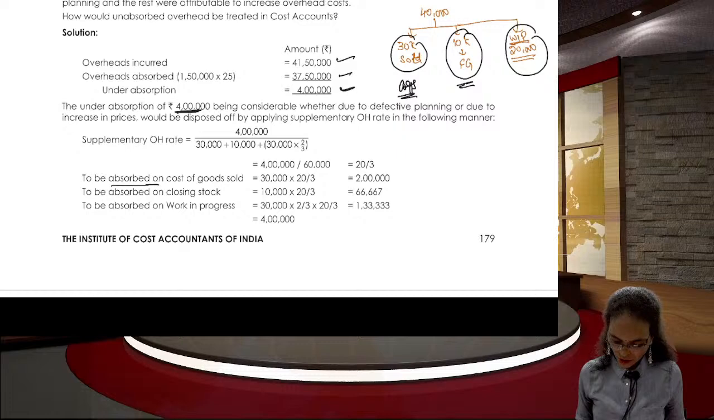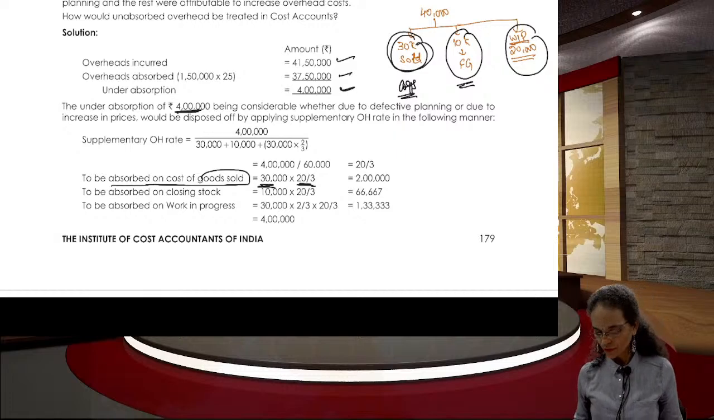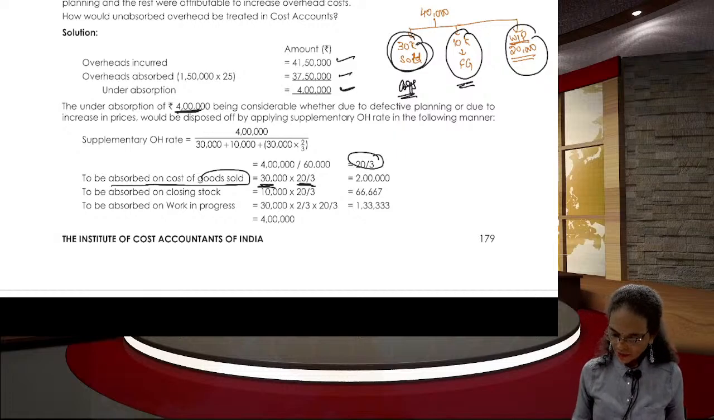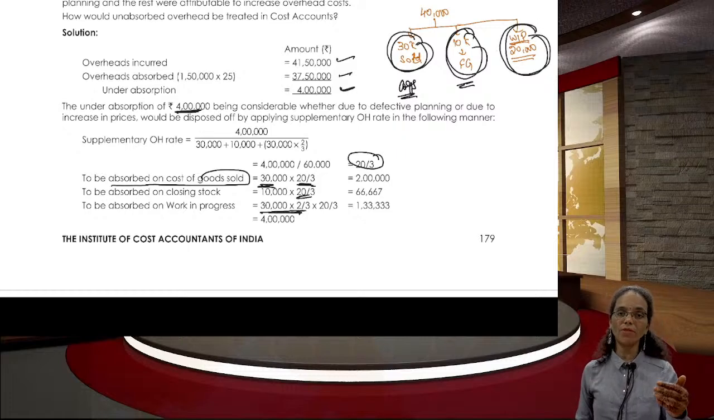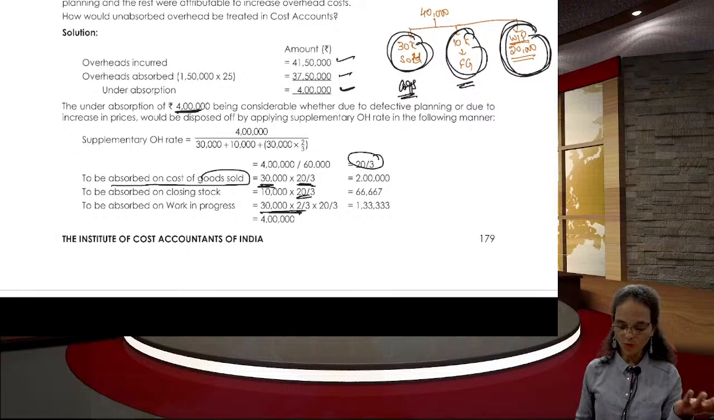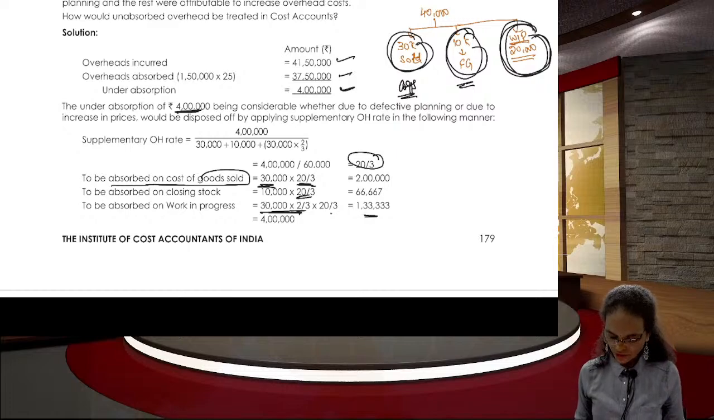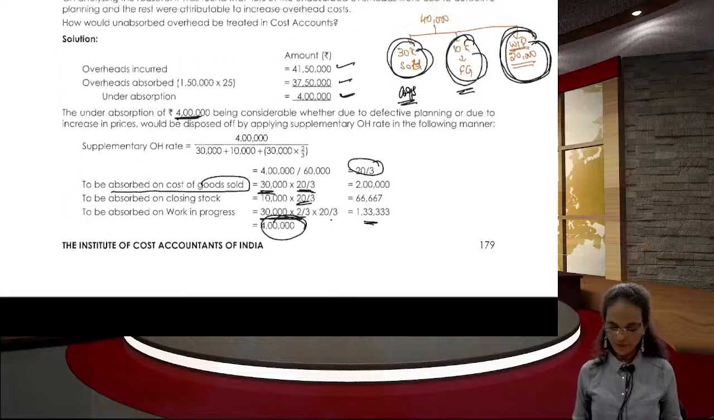To be absorbed on the cost of goods sold. Cost of goods sold is this 30,000 into 20 by 3, then 10,000 into 20 by 3, and 20,000. See, 30,000 into the equivalent production percentage you can take, or else you can take 20,000 also, not an issue. Both are the same. So this is the cost you have absorbed.